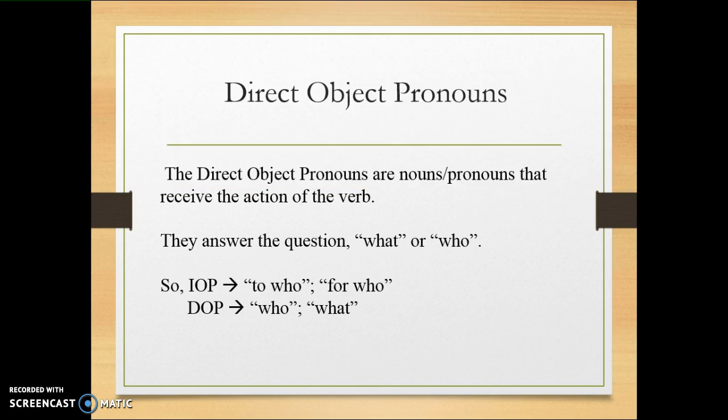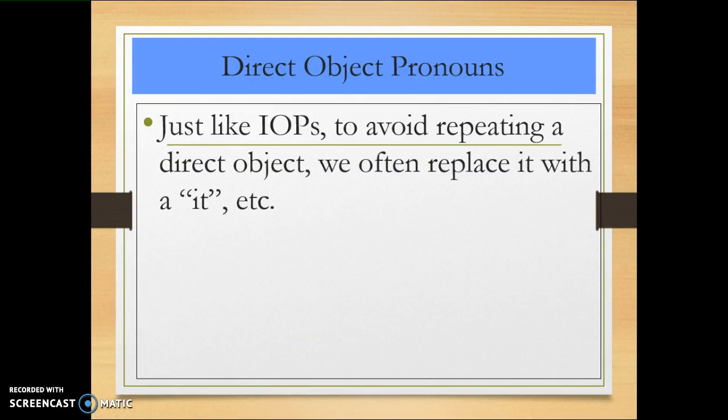Okay, so that was just a brief and quick repaso of the indirect object pronouns. So let's get into what direct object pronouns are. Direct object pronouns are nouns or pronouns that receive the action of the verb. And the question that direct object pronouns answer is what or who. So at the bottom right here, I put this so that you don't get confused. The IOP, indirect object pronoun, answers to who or for who. The direct object pronoun just answers who or what. Very, very important. Don't get these two confused. Okay, and I'll show you some examples in a moment.